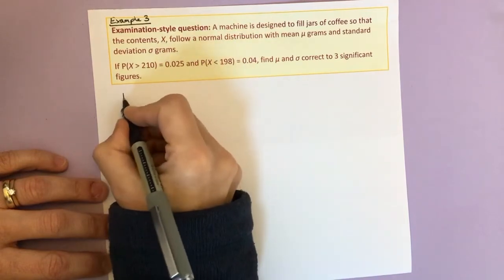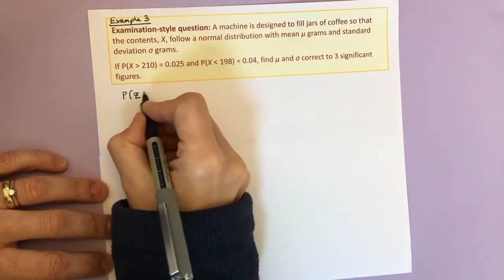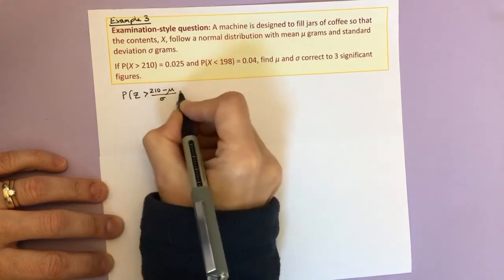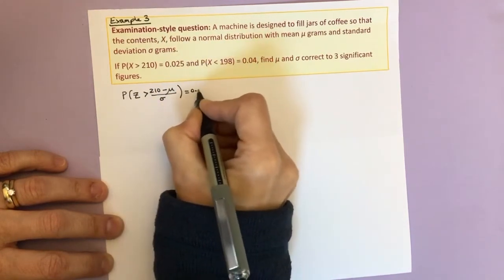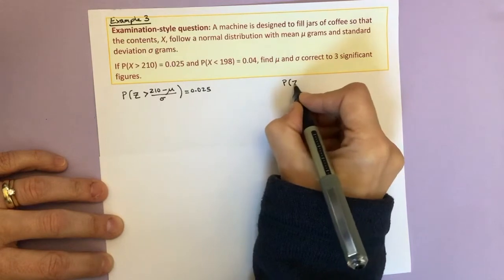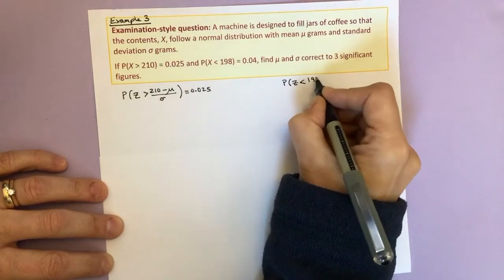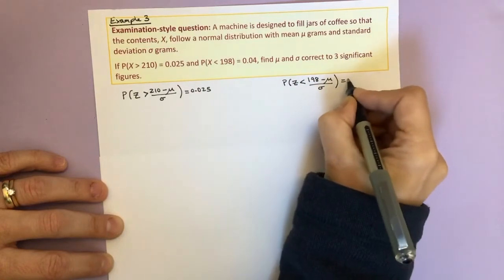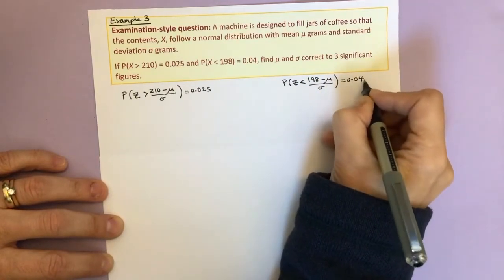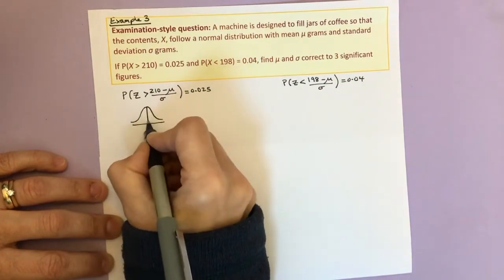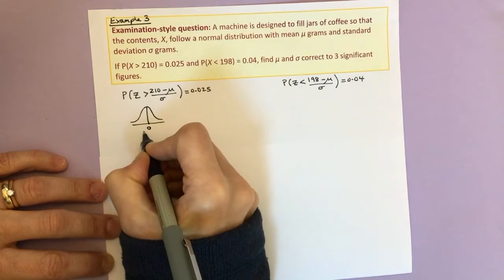For this first one, the probability that z is greater than 210 minus the mean divided by the standard deviation is 0.025, and over this side the probability that z is less than 198 minus the mean over the standard deviation is 0.04. Always draw a quick sketch, it just takes a couple of seconds. Make sure we're definitely putting the right area value into our calculators.